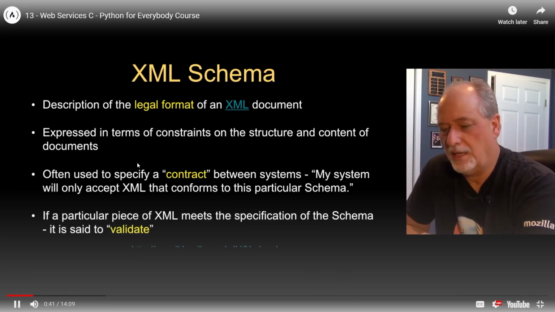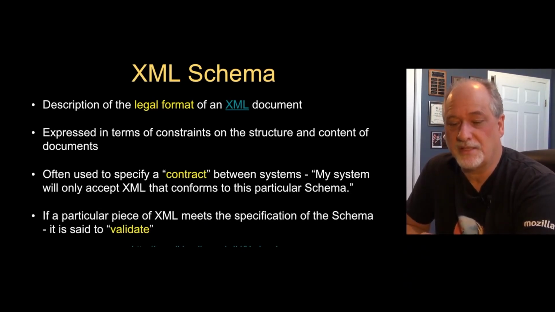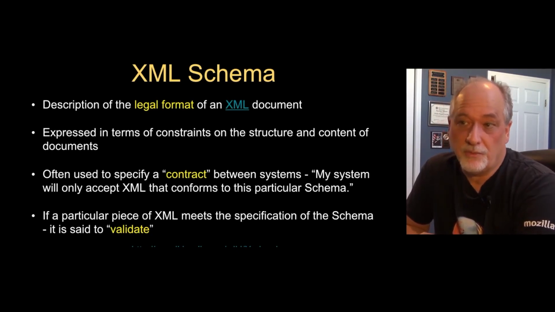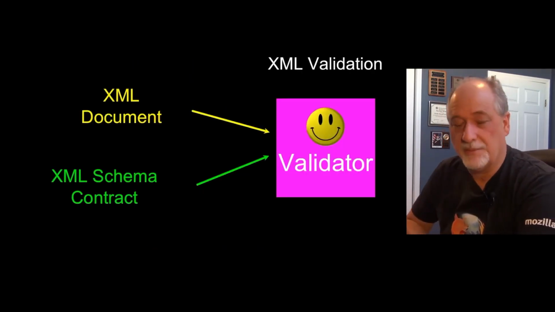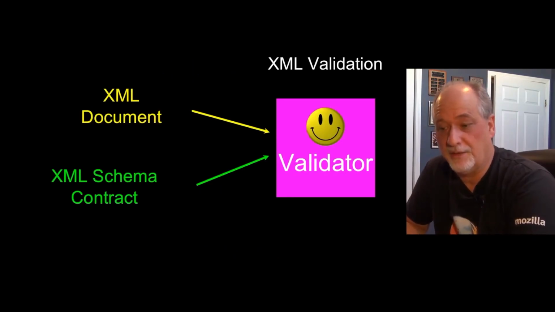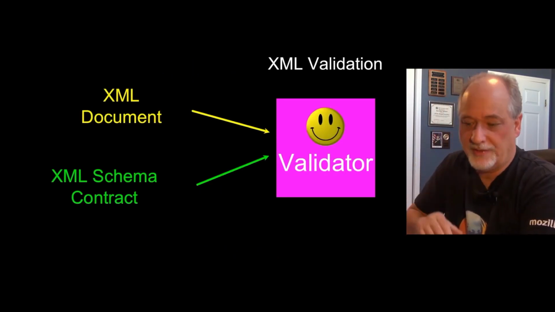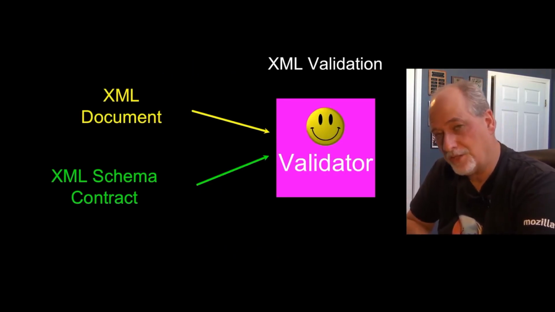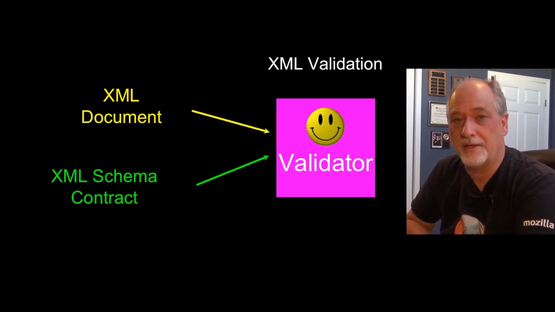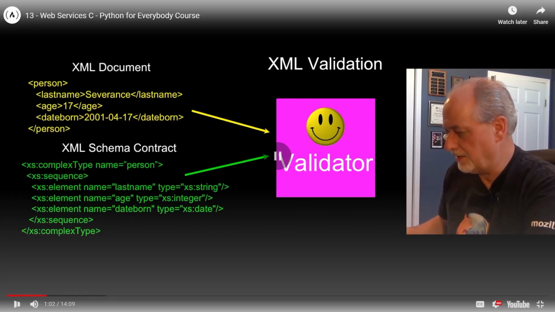14 minutes. This is gonna be and so it itself is XML, and it basically, what we do is we take an XML document and an XML schema contract, and then we either say that's good or that is bad, and that's called validation. A piece of software that validates XML when given a schema is called a validator. Okay.